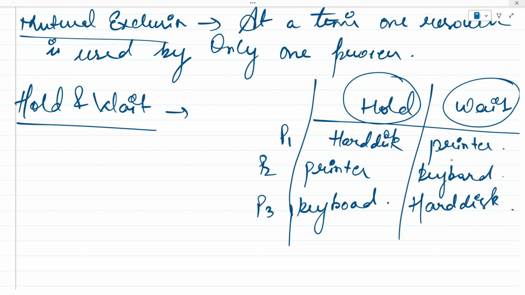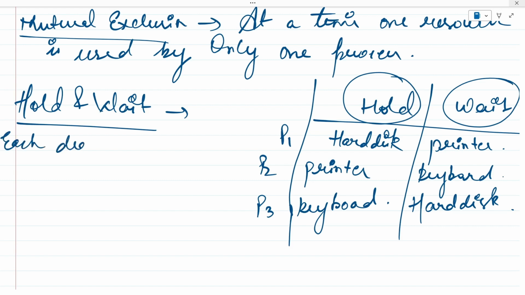Processes hold one resource and wait for another resource. This is what a hold and wait condition is. If this condition arises in a process, then we can say that the process goes into deadlock.